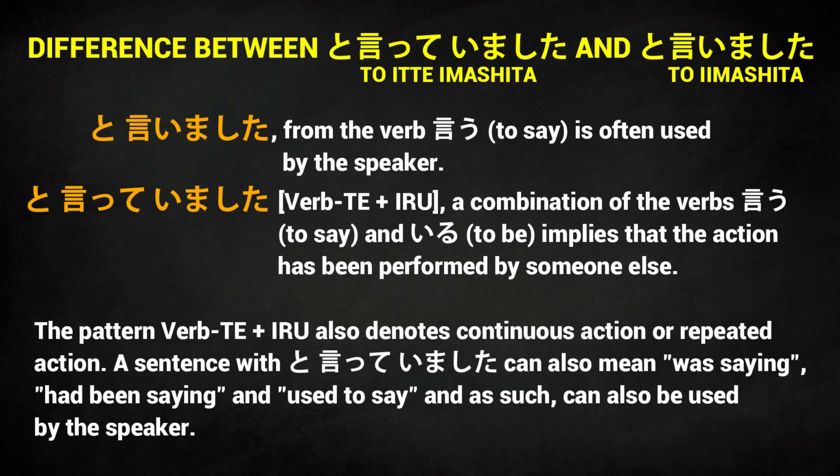The pattern verb teiru also denotes continuous action or repeated action. A sentence with to itte imashita can also mean was saying, had been saying, and used to say, and as such can also be used by the speaker.